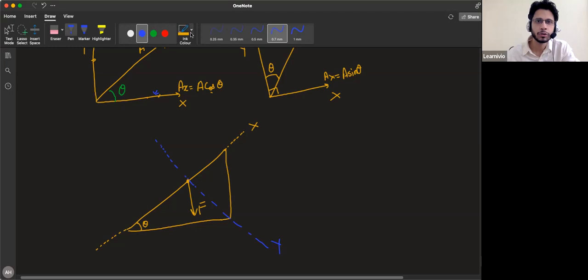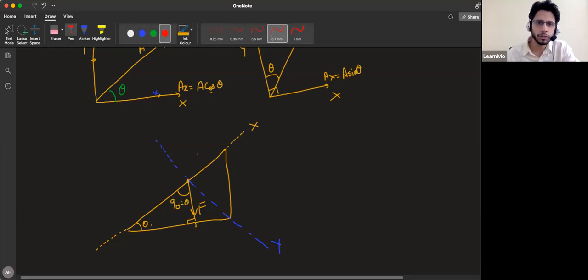To get the angle, we can just extend it here. I call this angle 90 degrees. This is theta. Ellen, how much will be this angle of the triangle? This is theta, this is 90 degrees. How much will be this angle? 90 minus theta.